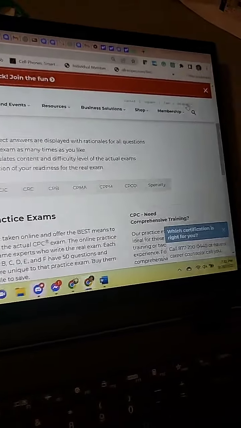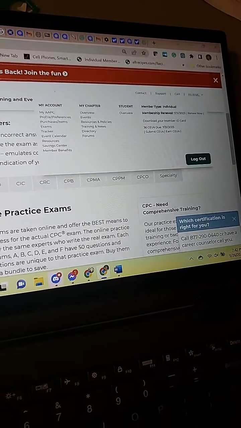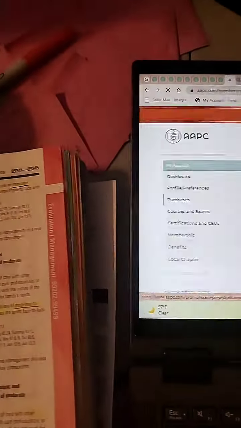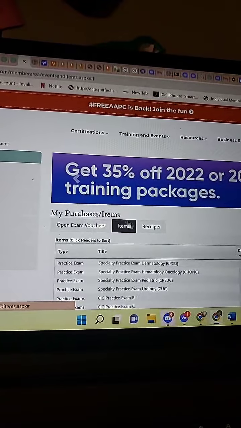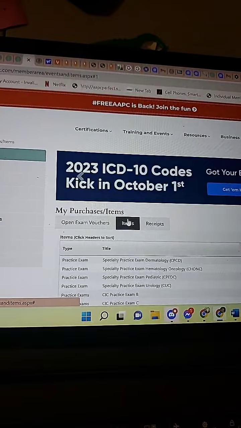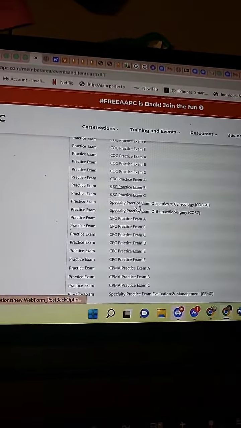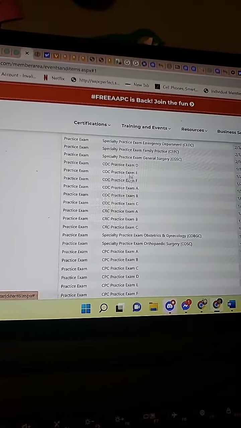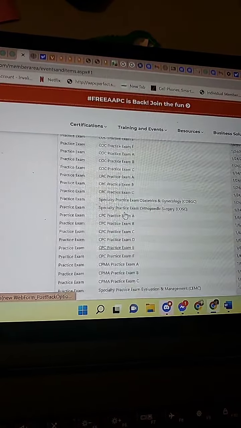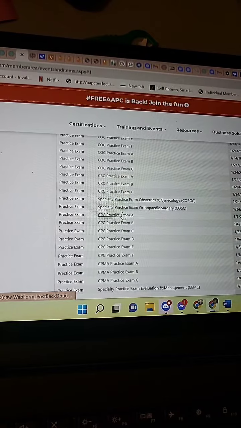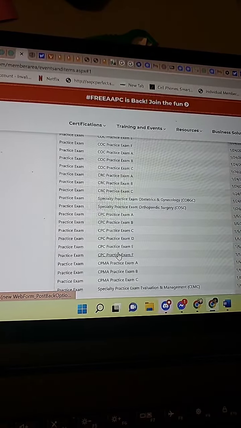Just check this one, add it to your cart, purchase them. Once you do purchase them, you're going to go to AAPC. You're going to go to Purchased Items right there. When that comes up, you're going to click on this tab that says Items. They have exam vouchers and receipts. Just click on Items, and they're right here. A lot of people that have courses or bought certain courses from certain people do not know they have these here. And you need to have exams A, B, C, D, E, and F. Start with those before you do anything else if you're doing CPC.